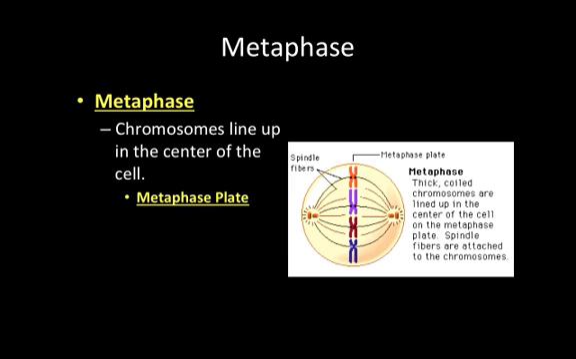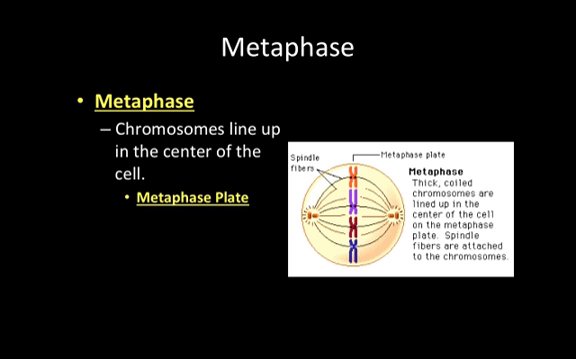Metaphase is the phase of the cell cycle where chromosomes line up in the center, along what's called the metaphase plate. So you see in the picture to the right, all of the chromosomes that are within the cell are lined up along the metaphase plate and attached to spindle fibers. These spindle fibers help put the chromosomes into place into the center.